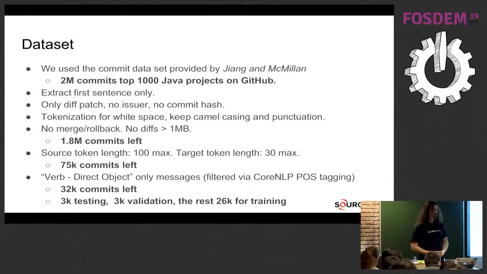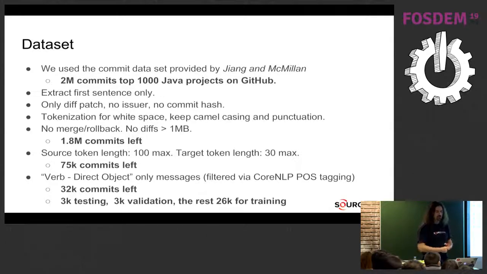And then we needed a data set. So we used the commit data set provided by the Jiang and Macmillan experiment, which this presentation takes inspiration from, which was a research done 2 years ago about how to extract commit messages from diff patches. They used a totally different technology because they didn't have this at the time, so we are actually using better weapons to tackle the same problem.